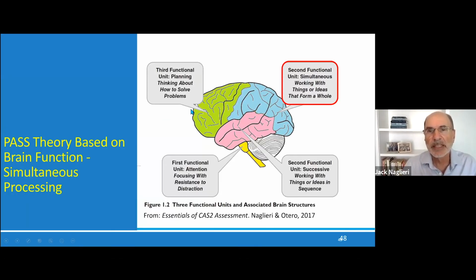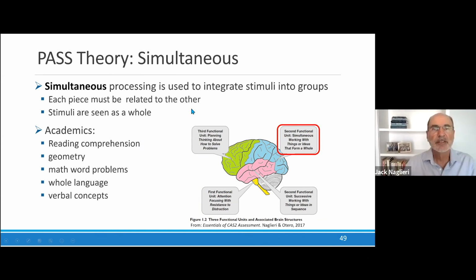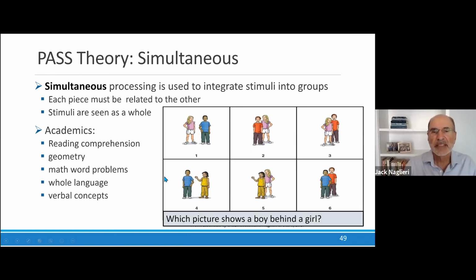All right, simultaneous, getting the big picture. This is the whole, understanding how things fit together, seeing things as a whole, as a pattern. That's what simultaneous processing is all about. And this is a great simultaneous processing test. Take a look at this. Which picture shows a boy behind a girl?